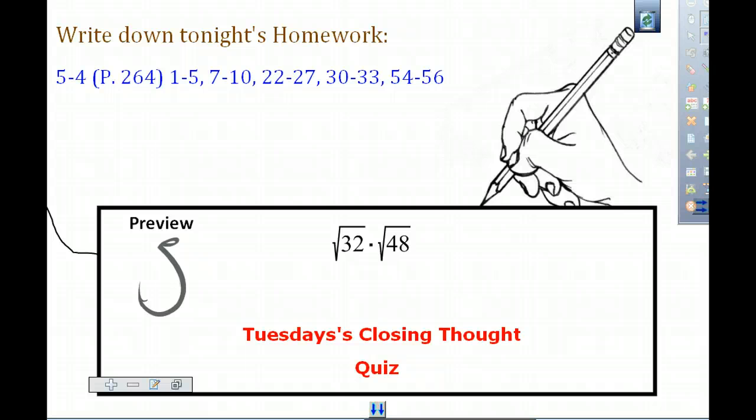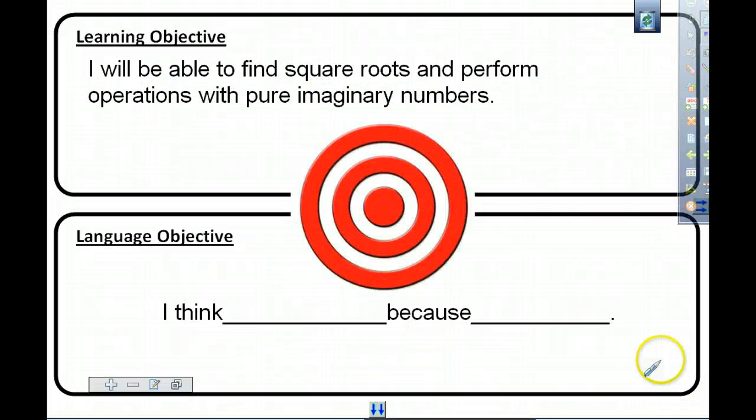So, going back here, we're going to be looking at all these imaginary numbers.